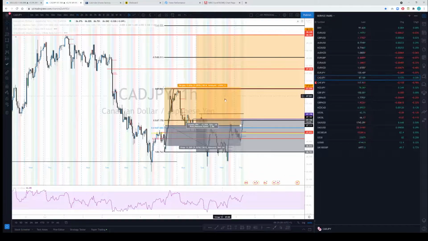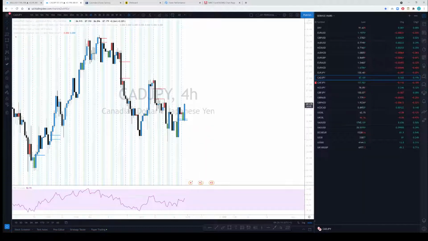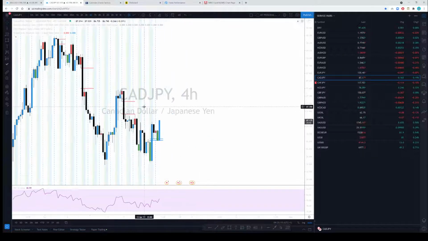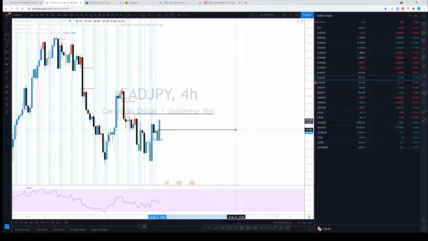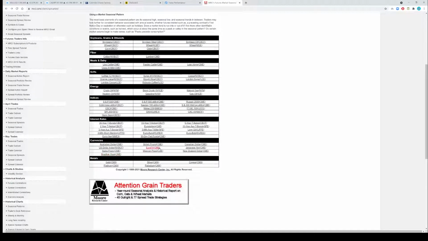CAD yen looks like it wants to come back up, but for now I'll stay away from it. Let me move these drawings. I'll stay away from it until the high of this is broken, because that's the last low. Well, if this is broken, it might pull back, and then here can be a buy for continuation. My only concern is the yen. The yen itself is not weak. The yen is not weak.